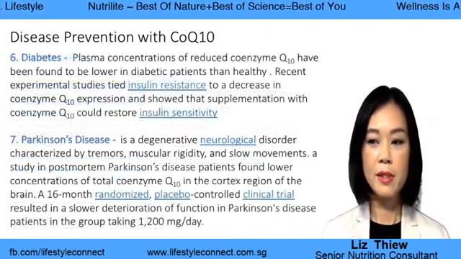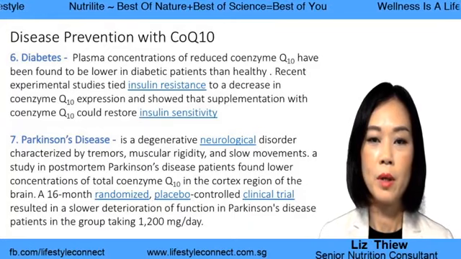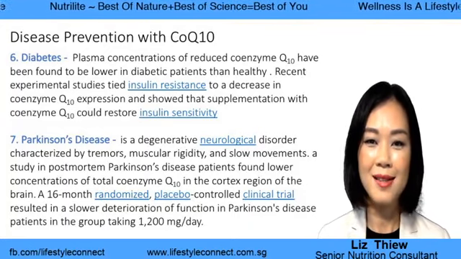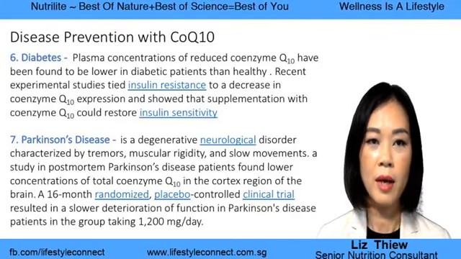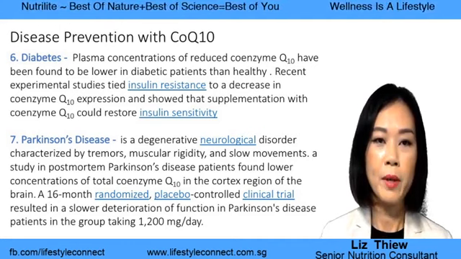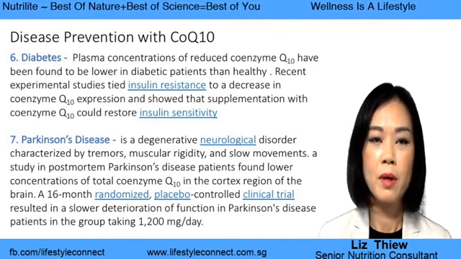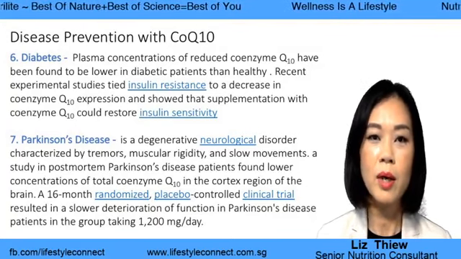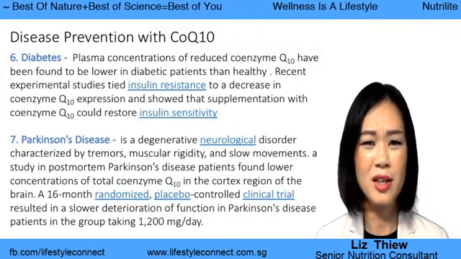So number six is diabetes. They have done research and it shows that people with diabetes have less coenzyme Q10 concentration in their blood. And a recent study also shows that insulin resistance is tied to a decrease in coenzyme Q10. So these are actually tied to aging as well.